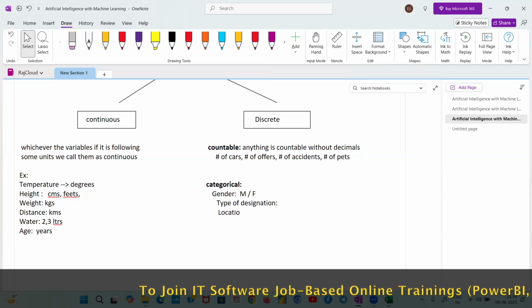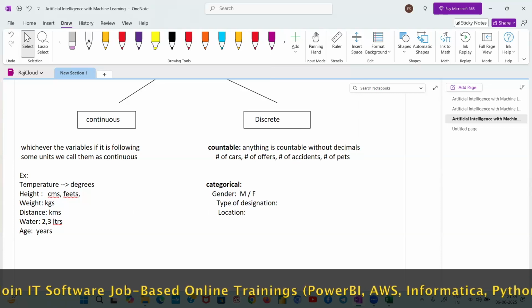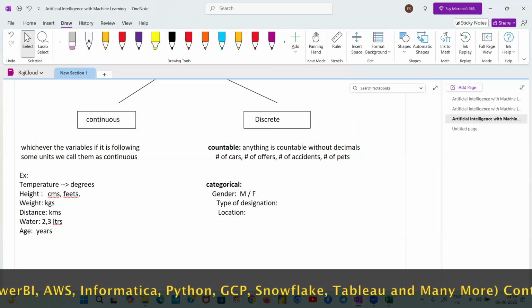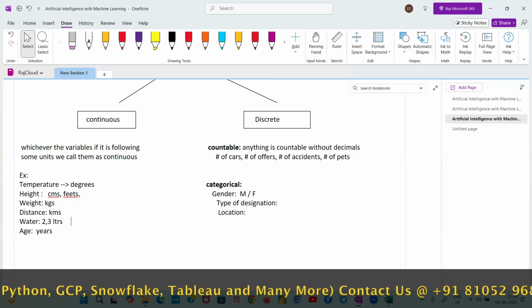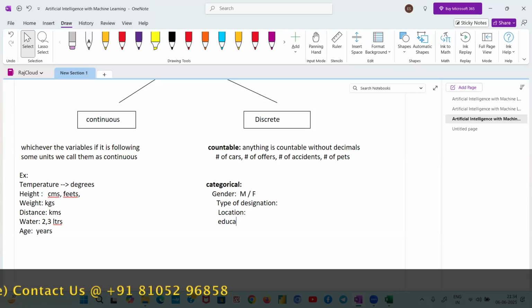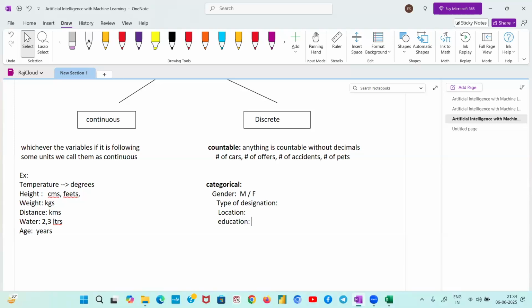I'm asking you from which location you are. You may say Bangalore, Pune, Hyderabad, Chennai. If I ask you about your education background, how do you express this education? BTech, MTech, BSc, or MSc? So your job is to address this.